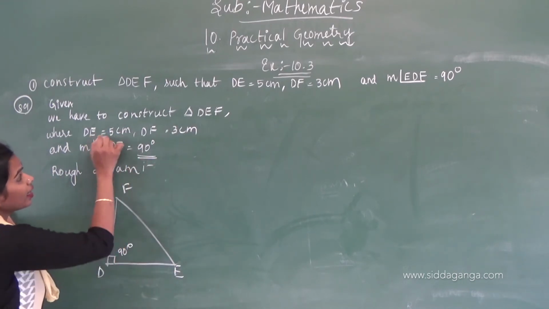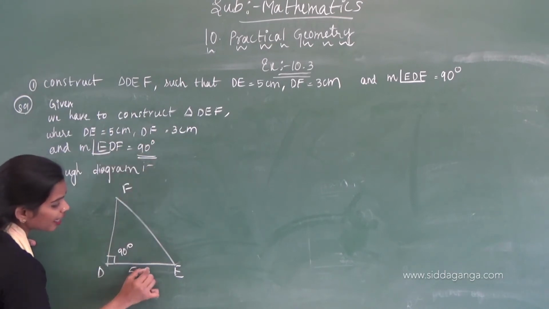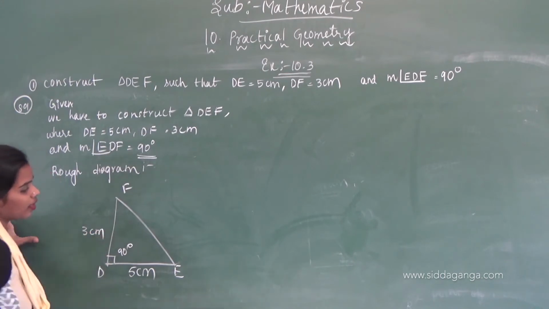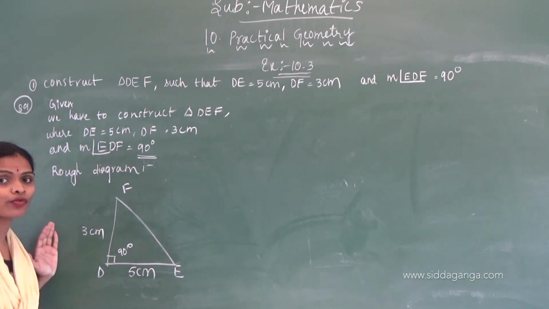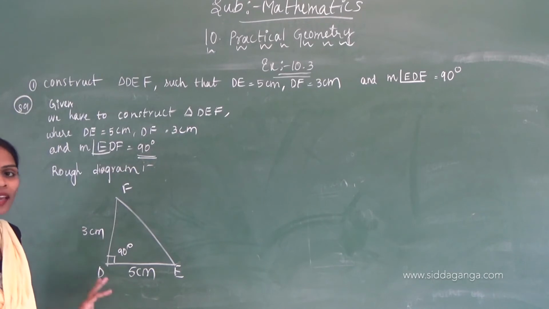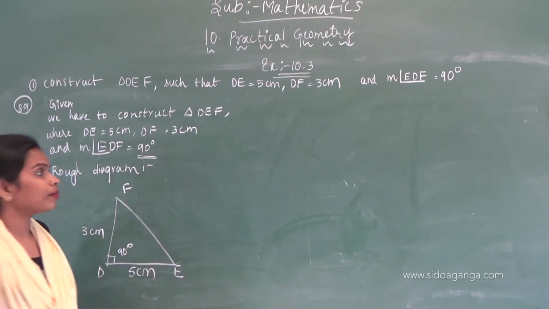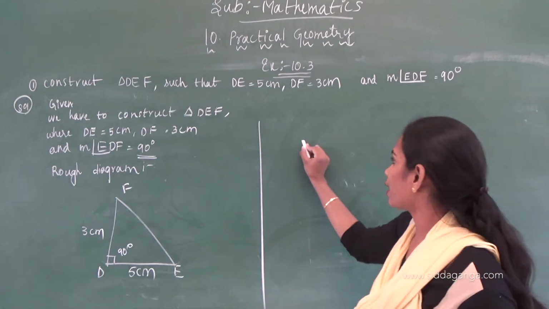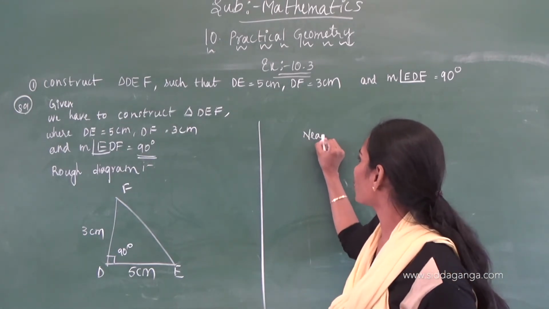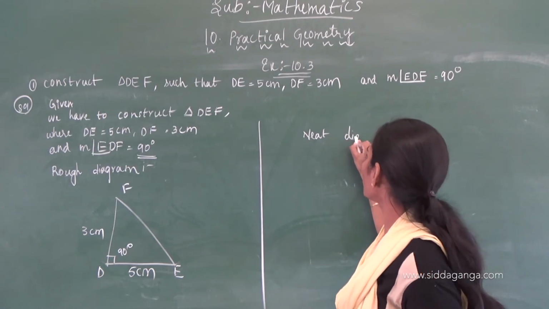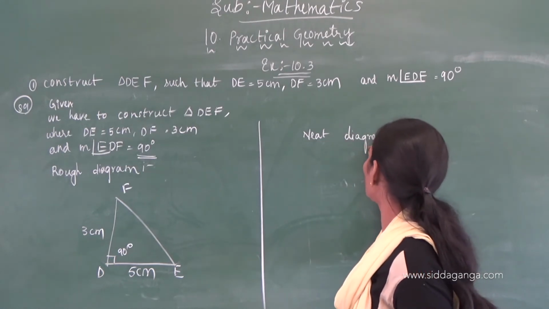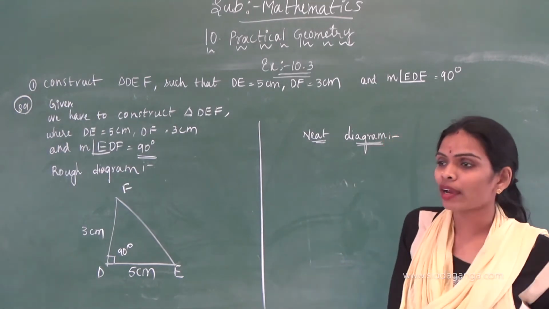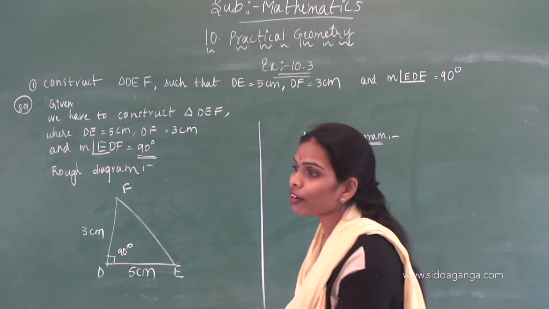DEF. DE I am taking as base, 5 centimeters, and DF as 3 centimeters, whatever is given. Just roughly I am taking this blueprint. After that, what we have to do? By using those measurements, we have to draw a neat diagram. Correct, children? What we have to do for that one?